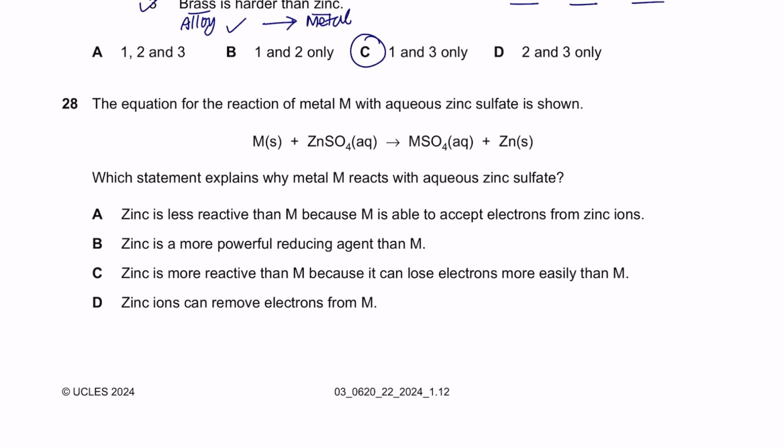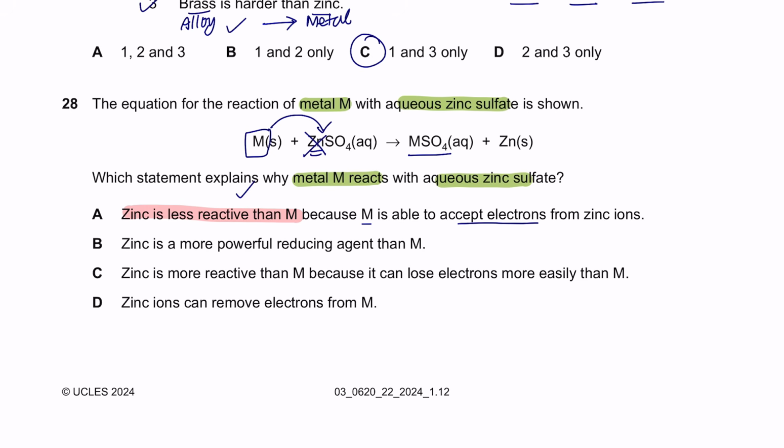Next, question 28. The equation for the reaction metal M with aqueous zinc sulfate is shown. Which statement explains why metal M reacts with aqueous zinc sulfate? So this must be because metal M is more reactive compared to zinc. That's why it can displace zinc and form M sulfate instead. Zinc is less reactive than M is correct because M is able to accept electrons from zinc ions.